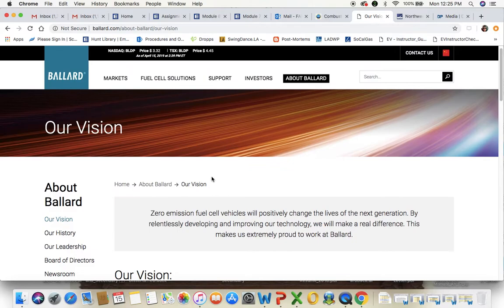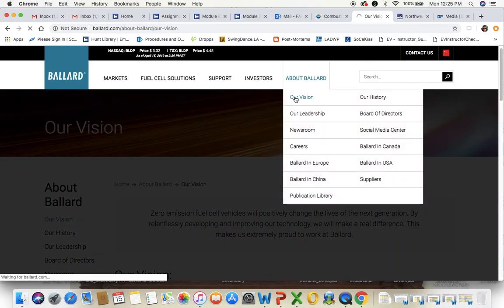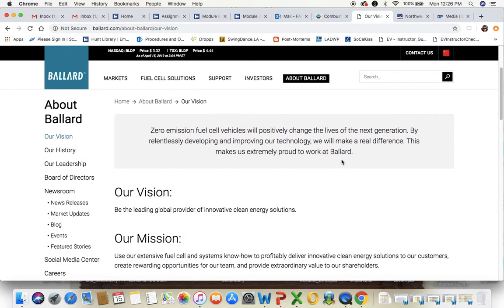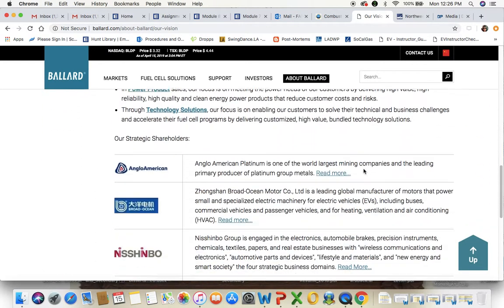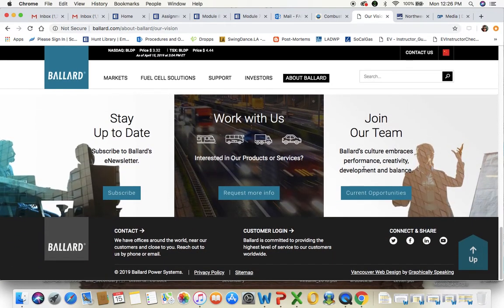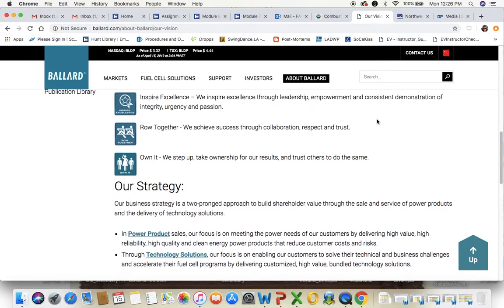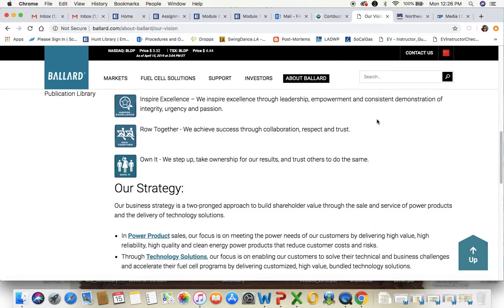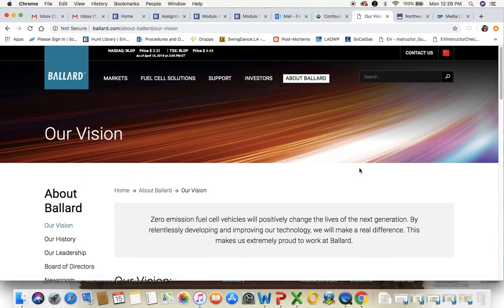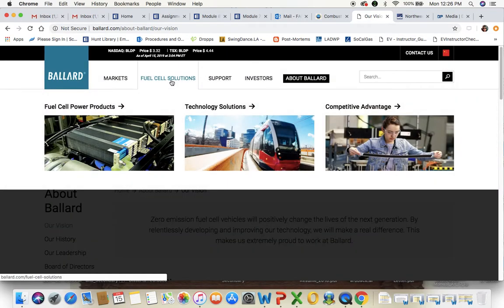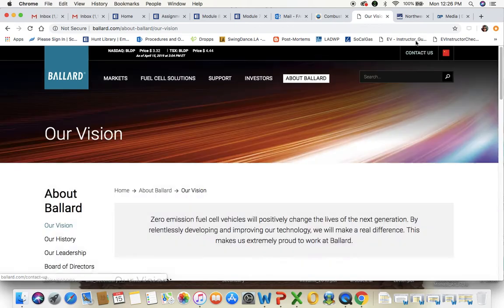I found Ballard here, who I already have their vision up, but they are interested in this idea of clean energies. They work with fuel cell vehicles, so they seem to be a legitimate company, and they work within this type of energy and also this idea of clean energy. So this would be a potential client, and they particularly work with these fuel cells. I have no idea what that is, but I'm guessing it's something that fuels something just by the name.